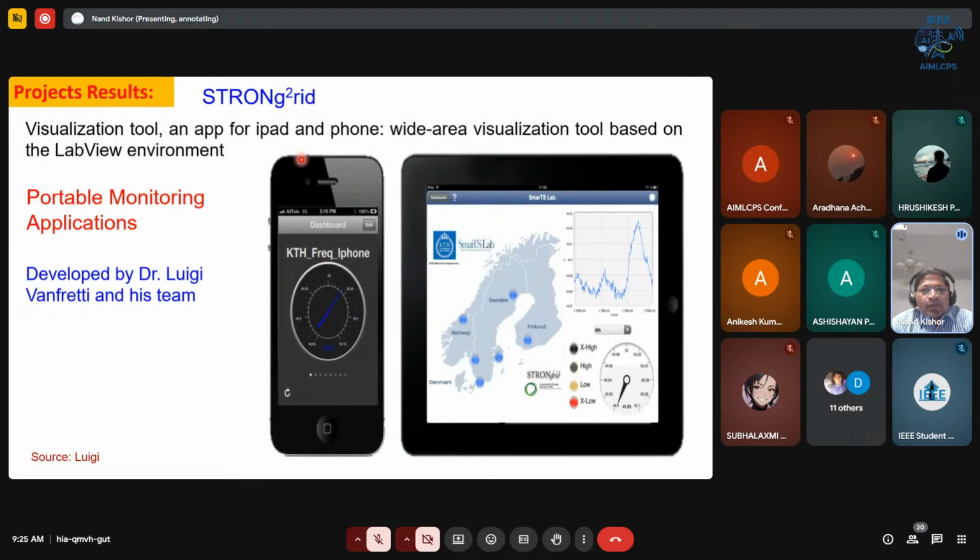Then, as a part of this project, we also developed tools for the grid operators, actually. So these are visualization tools that could also be adopted for other devices, like a tablet or maybe phones, so the grid operators can have easy access to the real-time information with small devices, which we have considered as portable monitoring applications. Yeah, and this set of tools was developed by Luigi and his team.